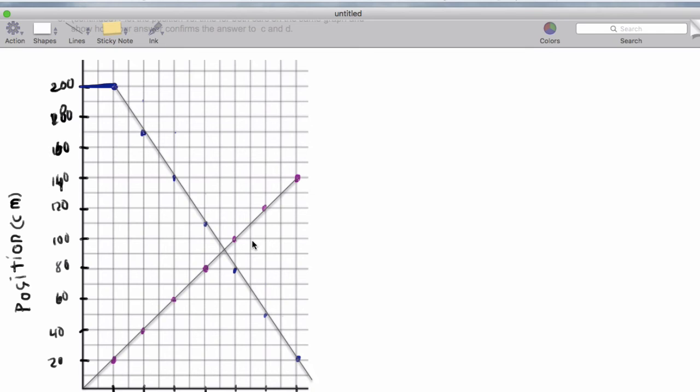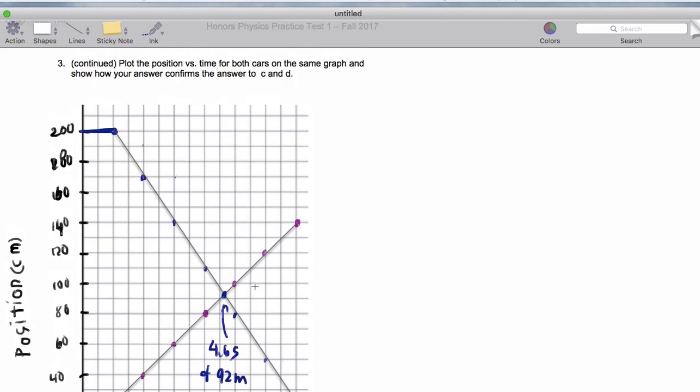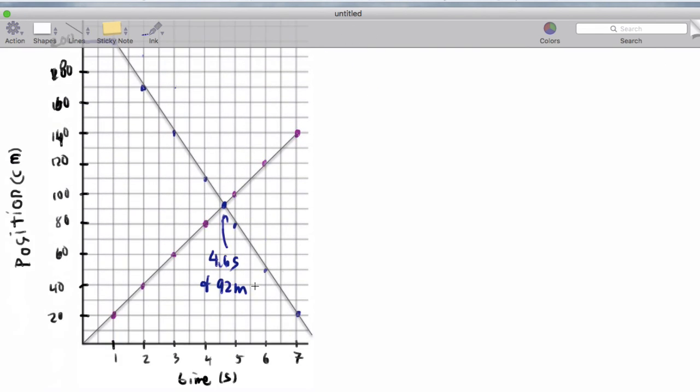If you look here, this is a really good plot. If we use lines like this, the meeting point is really at 4.6 seconds and 92 centimeters. So it really does confirm our results. And that's question number 2.